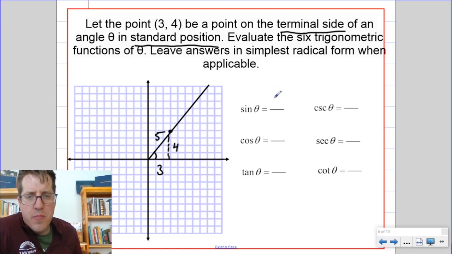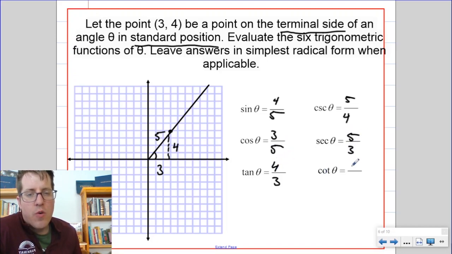So this is pretty simple. The sine is 4/5. The cosecant is 5/4. The cosine is 3/5. The secant is 5/3. The tangent is 4/3. And the cotangent is 3/4. Cool. Should be pretty straightforward.